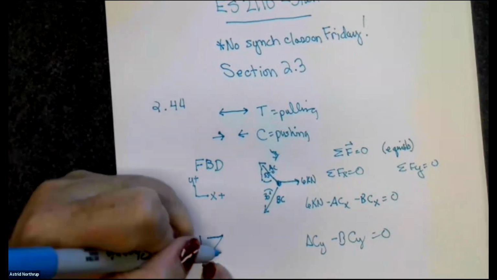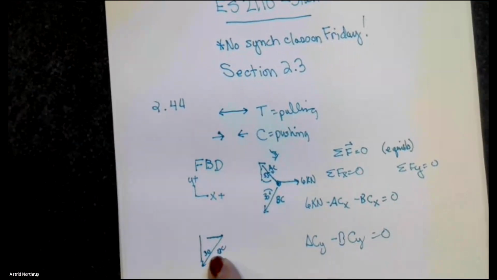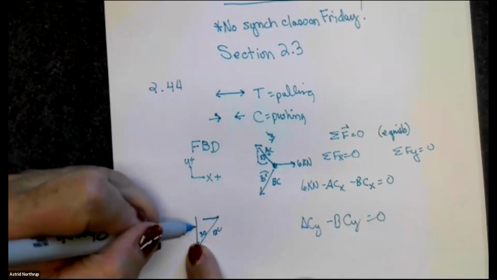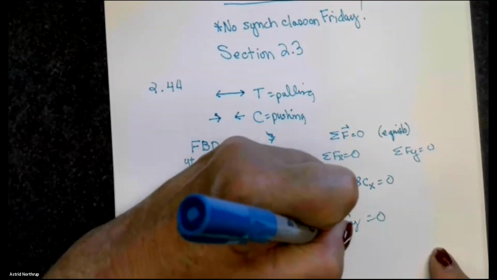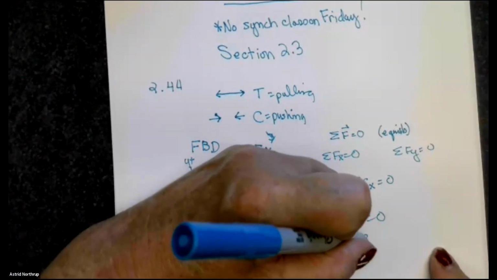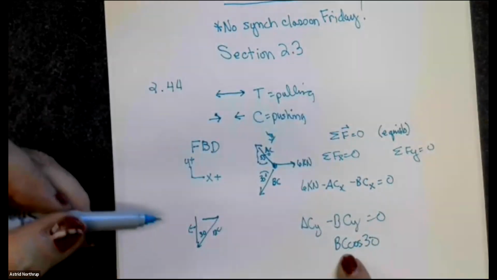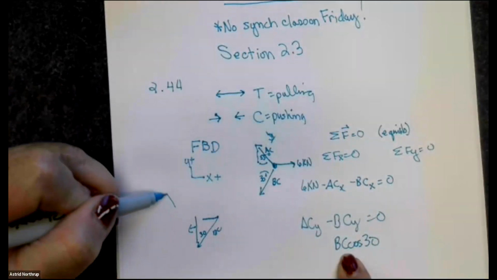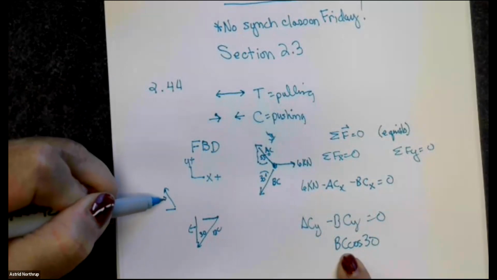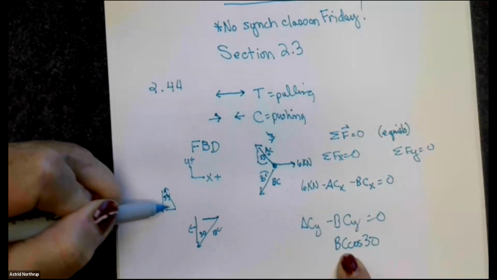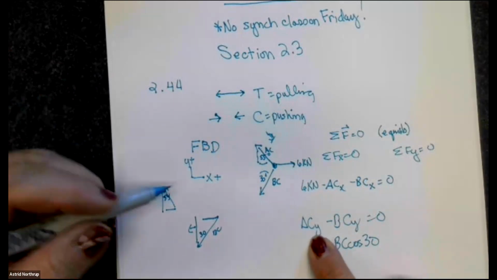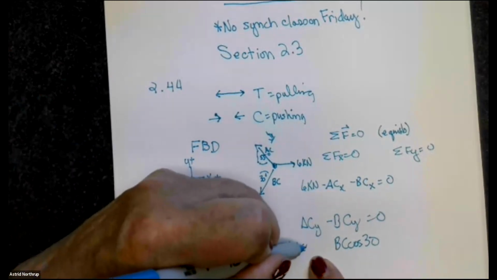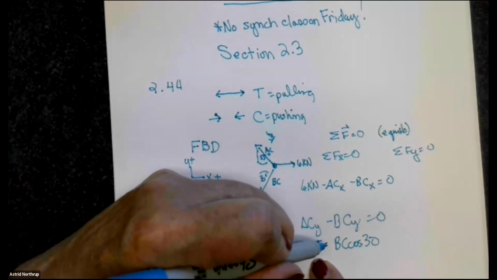We know that this angle, this is BC, the hypotenuse of a triangle, a 30-degree angle. So in this case, BC in the Y direction is equal to the entire force in BC times the cosine of 30. And if we do AC, we see that this is 55 degrees. So similarly, AC in the Y direction is going to be AC times the cosine of 55 degrees.